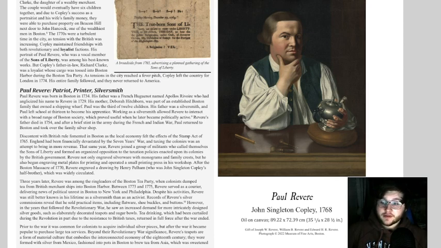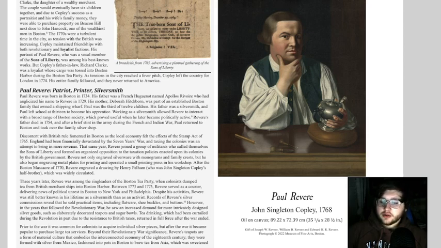Between 1773 and 1775, Revere served as a courier, delivering news of political unrest in Boston to New York and Philadelphia. Despite his activities, Revere is still better known in his lifetime as a silversmith than an activist. Records of Revere's silver commissions revealed that he sold practical items, including flatware, shoe buckles, and buttons.